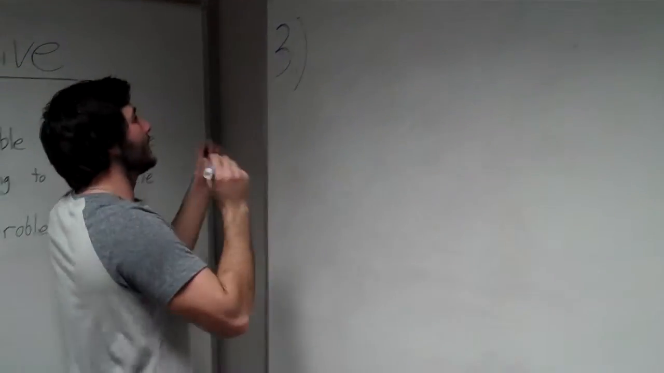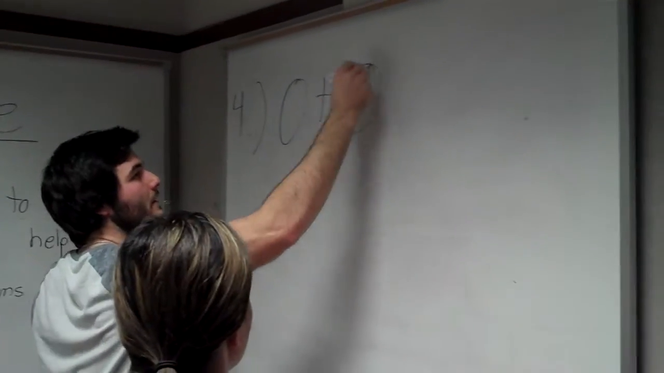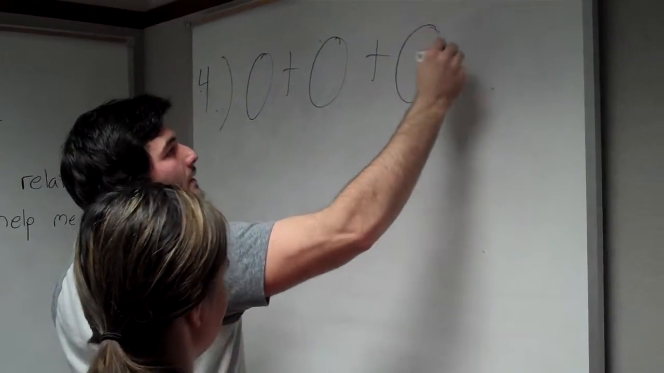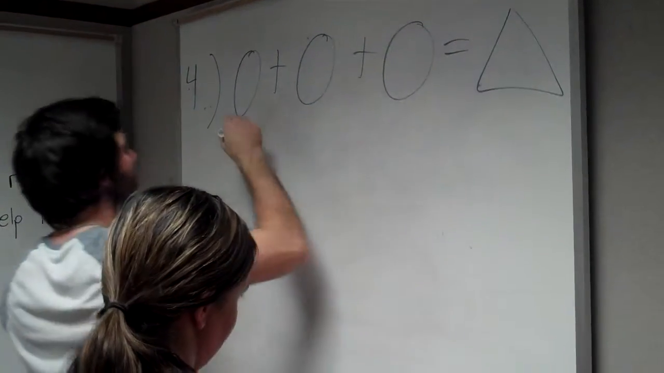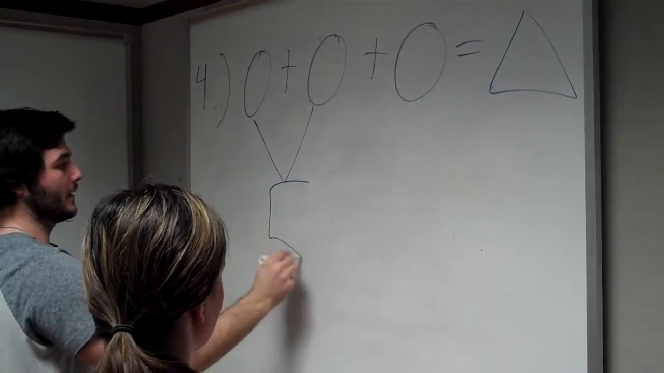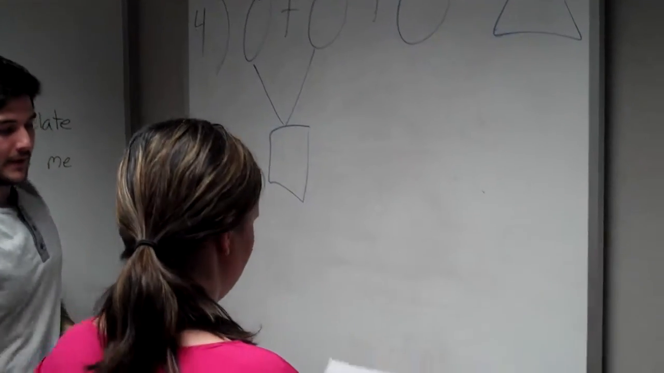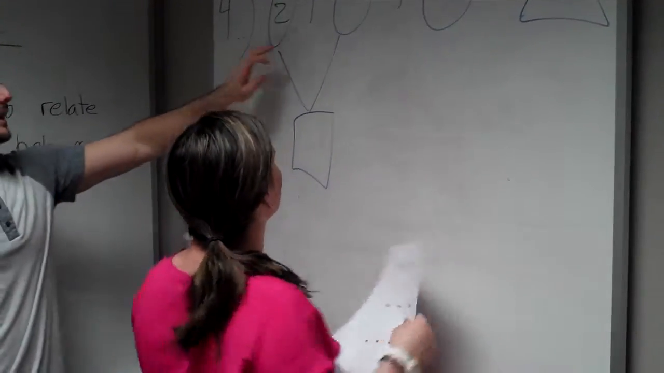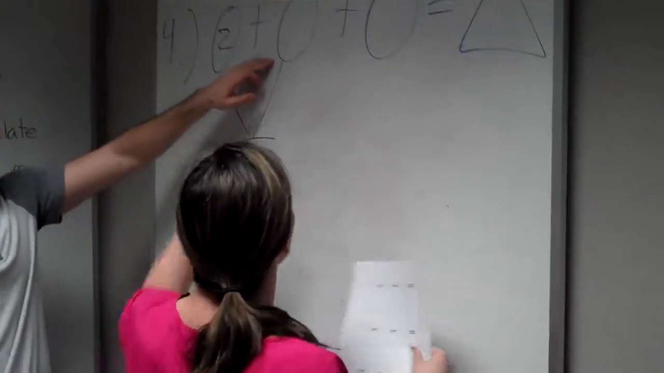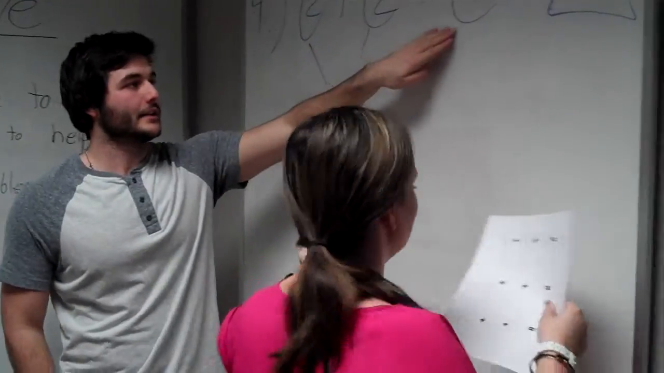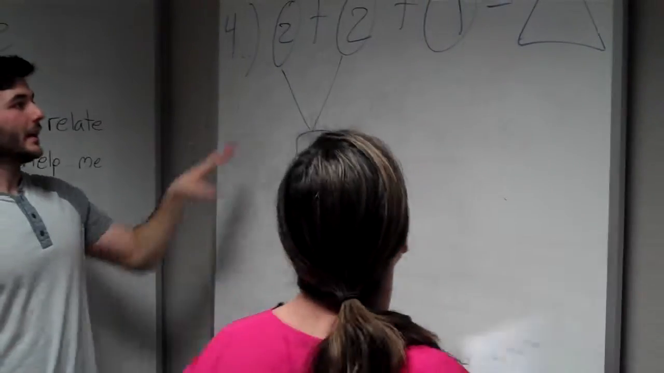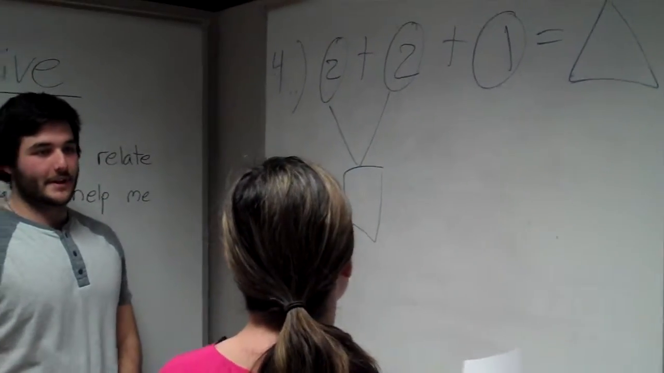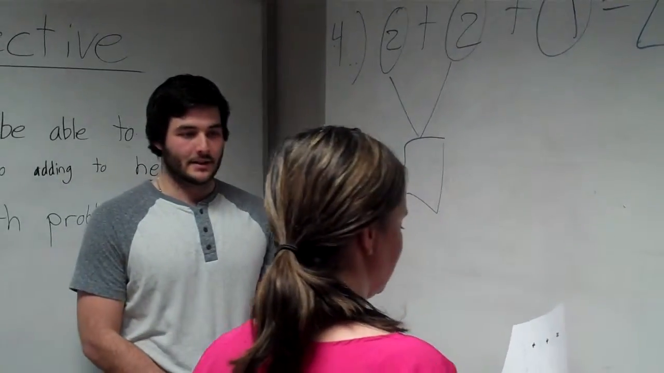All right, so we have number 4, and you have your circle, circle, and here. All right, here you go. So what was your first number? 2. 2, okay. And your second? 2. 2, very good. And your third? 1. 1, okay. So what did you do first? What was your first step? You want to explain to the class?